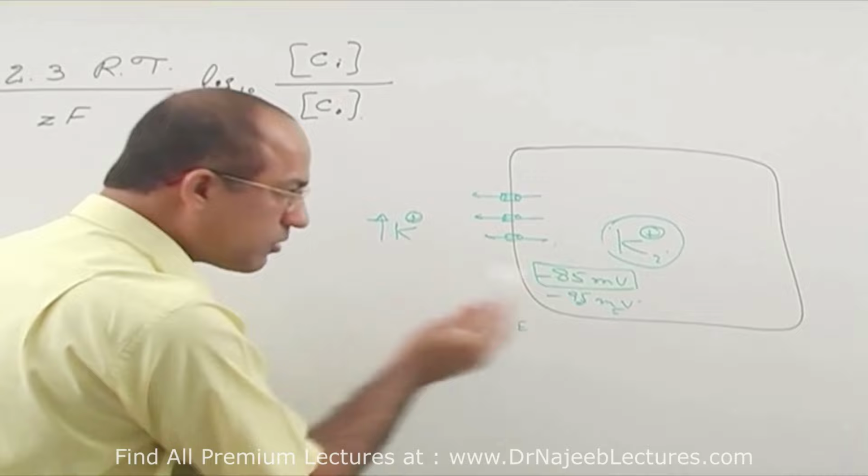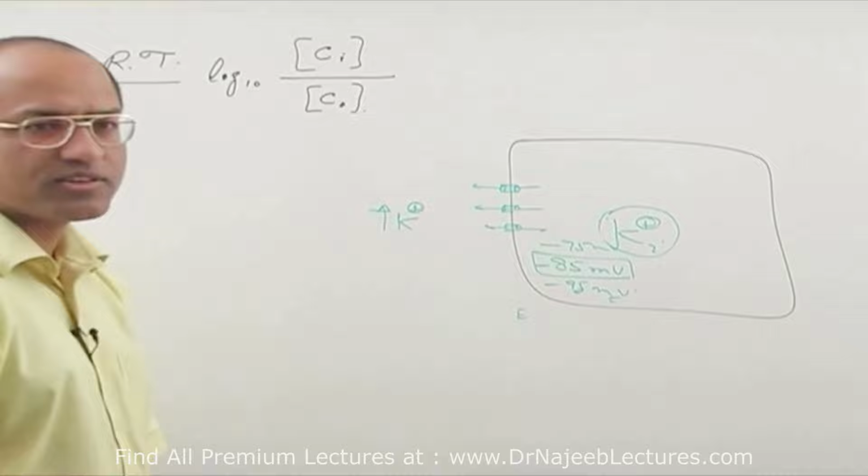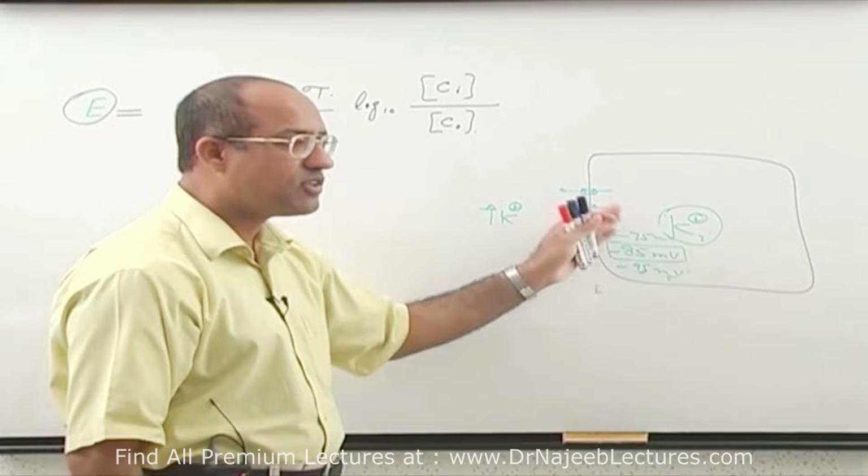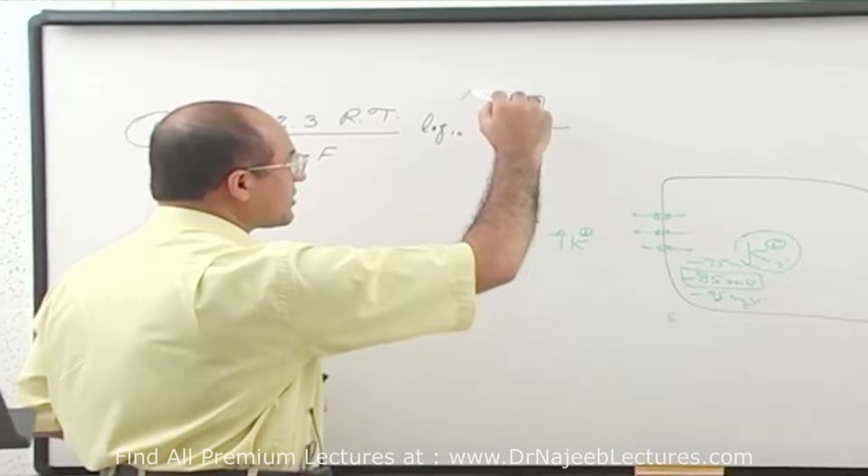So maybe then equilibrium potential will be minus 75 millivolt. By this simple discussion, what I'm trying to put in your mind is that if more girls are inside, the more chances they will come outside and develop higher electrical potential. If there are very few inside, there will be less coming out. Is that right?